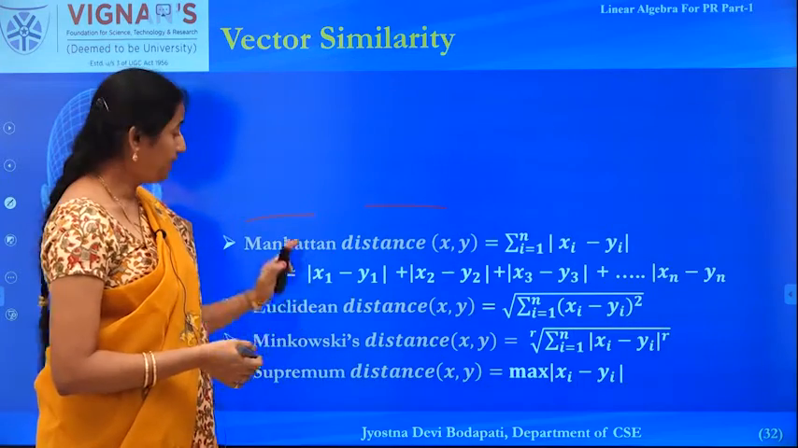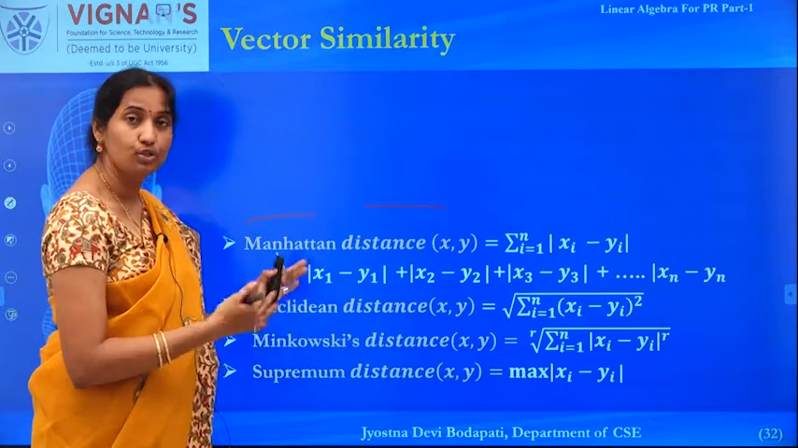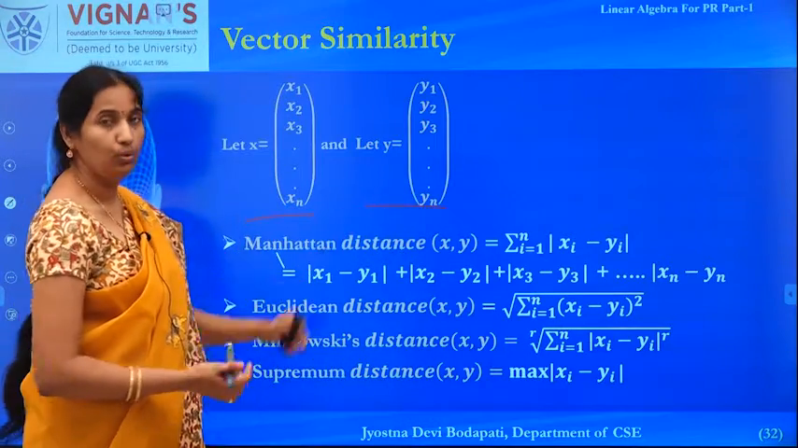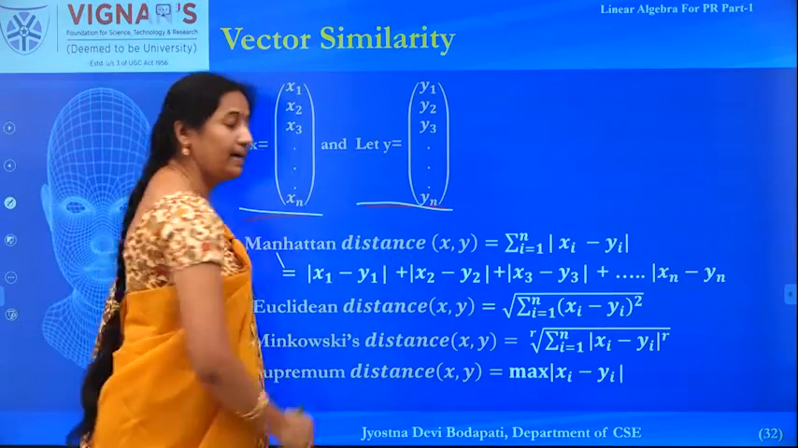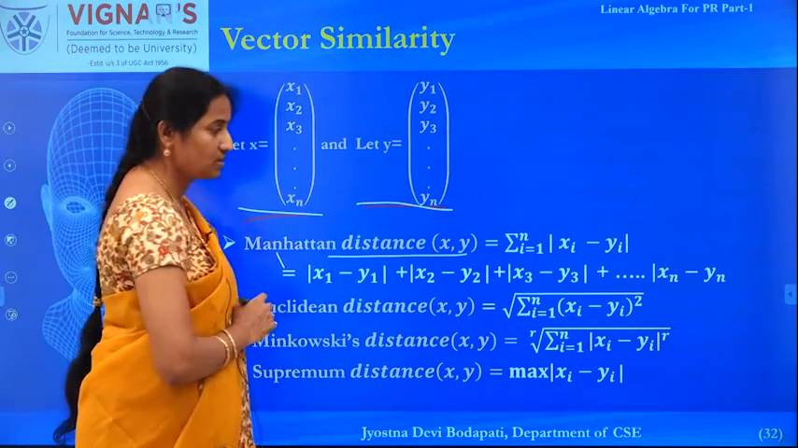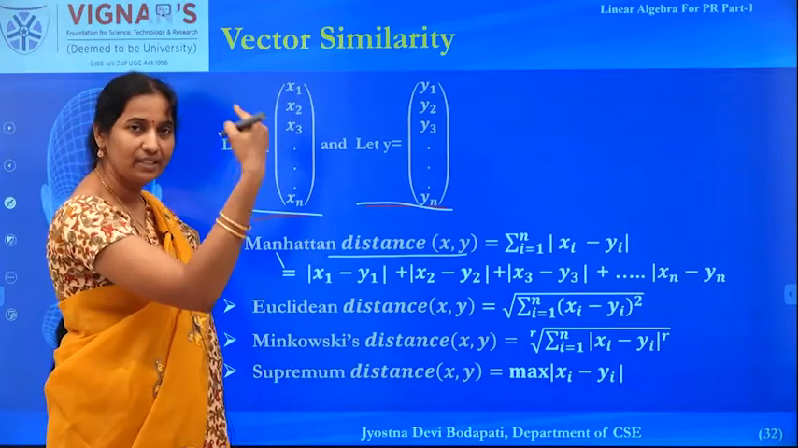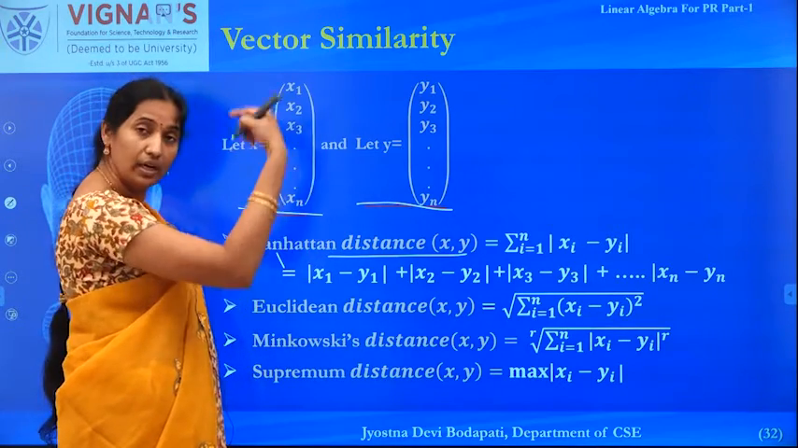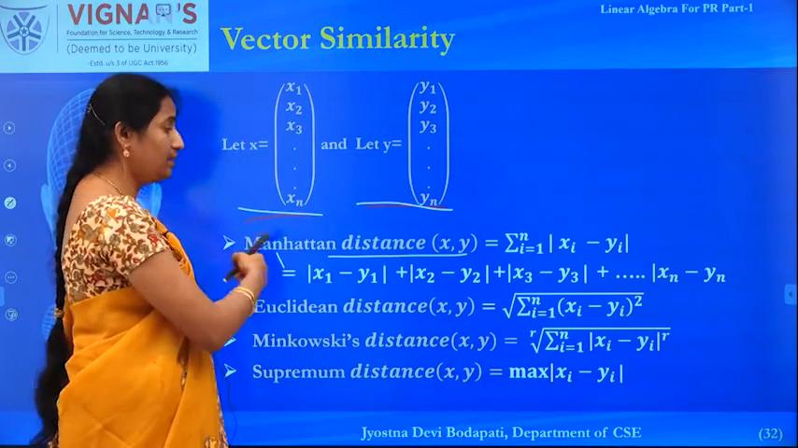Now let us see how we define these distance measures: the Manhattan, Minkowski's, Euclidean and the supremum distance. This is how they are defined. Given any two vectors, let us consider x is an n-dimensional vector and y is an n-dimensional vector. In case of the Manhattan distance, you can consider this as an extension of the L1 norm. When we computed the L1 norm, you can see the similarity between the Manhattan distance and the L1 norm. However we defined the L1 norm, we are defining the Manhattan distance in a similar way.